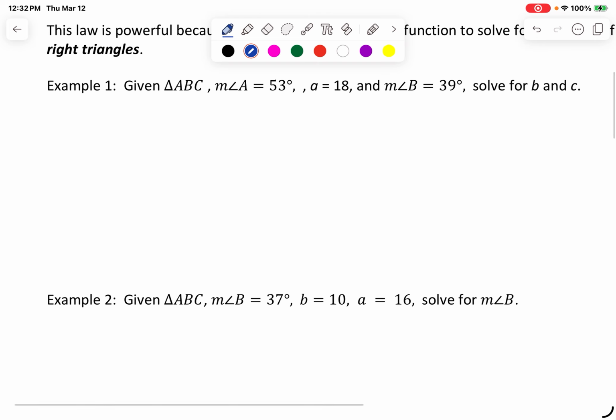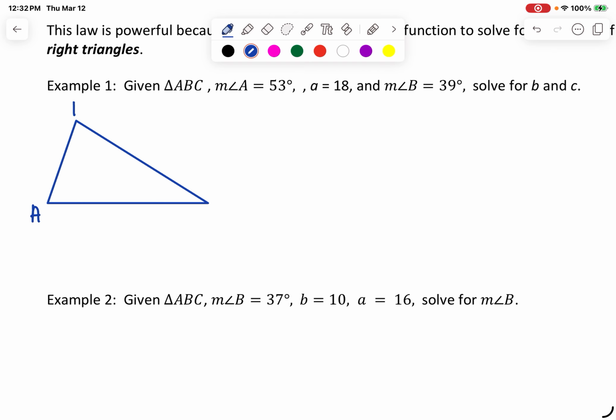All right, so let's jump in here. Given triangle ABC. So first off, what I'm gonna do is draw a sketch of this because there's no way on earth I'm gonna know what to do without drawing it. So given triangle ABC, angle A is 53 degrees.